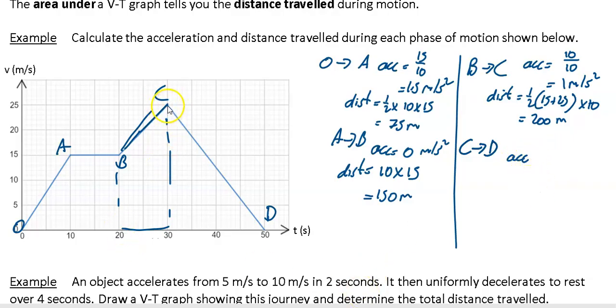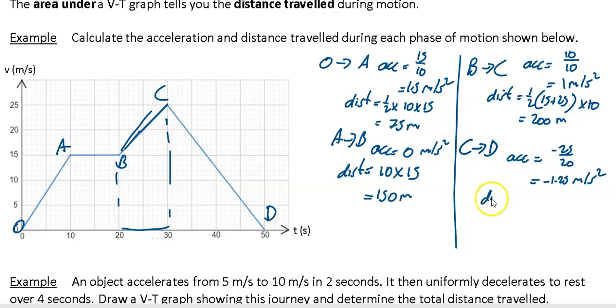I am up at a speed of 25 and I'm getting down to a speed of 0. So to get down, I have to decelerate, and deceleration is negative acceleration. So I should get a negative answer here. So my vertical change is minus 25, and that happens in 20 seconds. So that's going to be minus 1.25 meters per second squared.